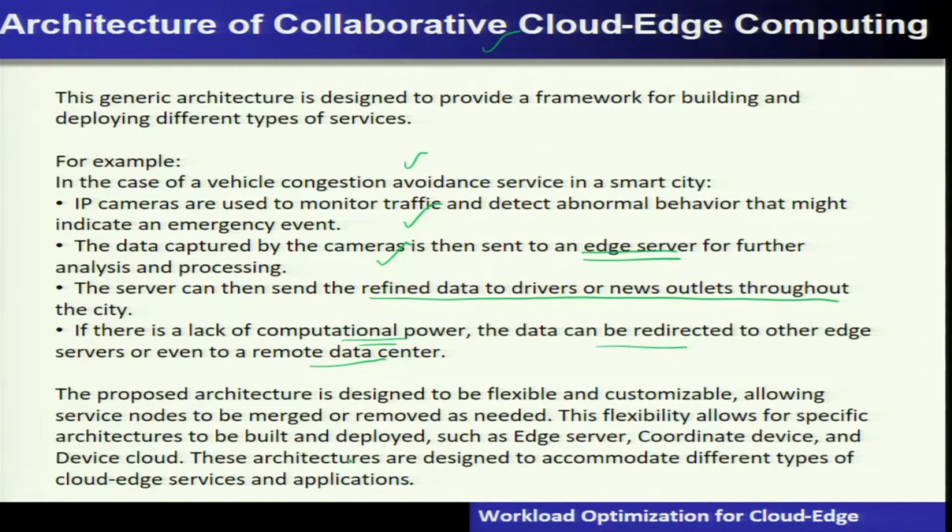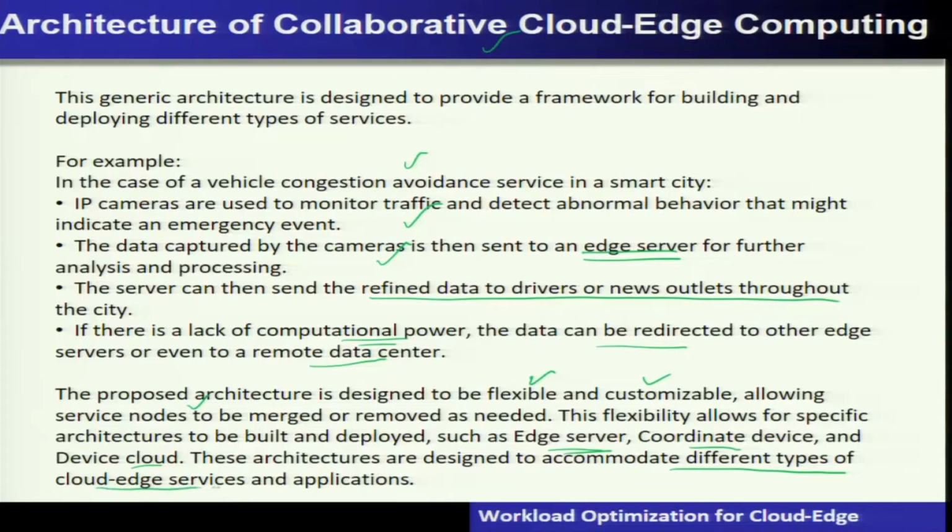Therefore, both horizontal and vertical offloading are to be done in an intelligent manner to solve the problem and meet the application constraints of latency sensitivity, and yet solve this particular application. So, this kind of architecture, that is the cloud edge environment, is designed to be flexible and customizable, allowing the service nodes to be merged and removed as the need arises, and architectures are built and deployed as such as edge server, coordinate devices, and device clouds.